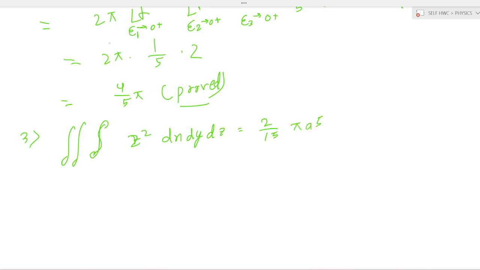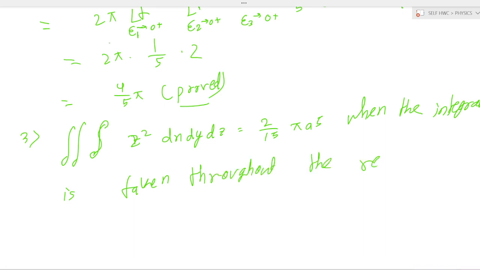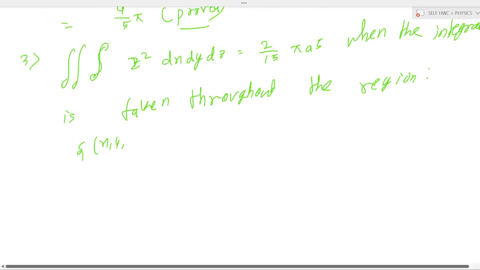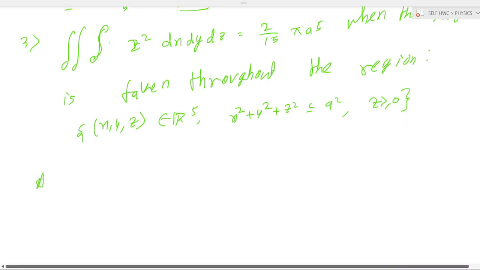And when the integration is taken throughout the region, this is x, y and z belongs to R to the power 5, and x square plus y square plus z square less than equals to a square, and z greater than equals to 0. How to solve this problem?